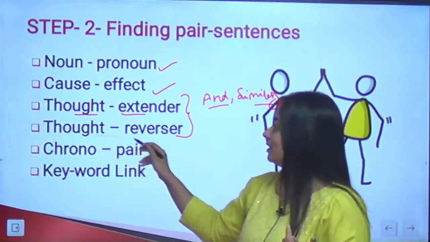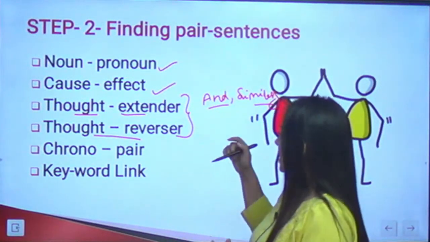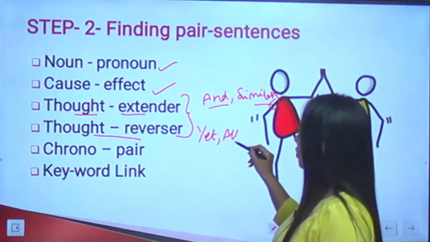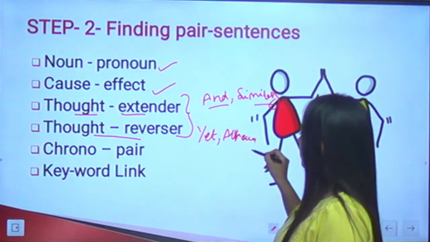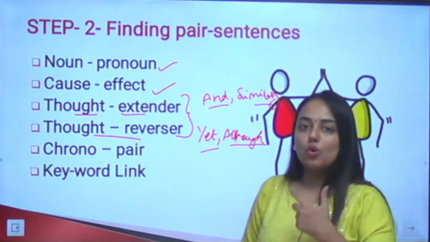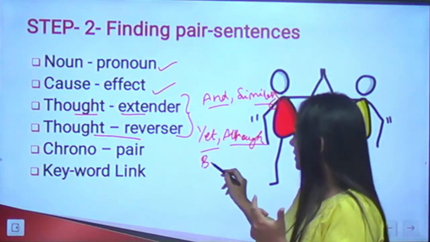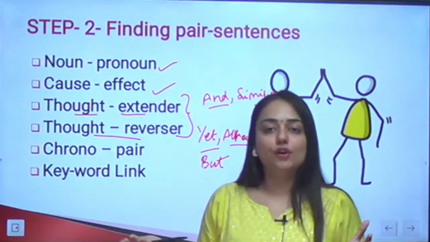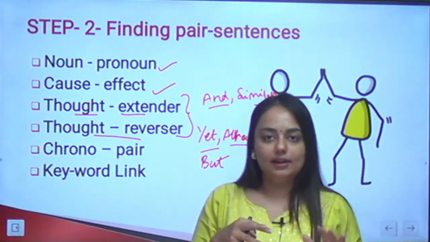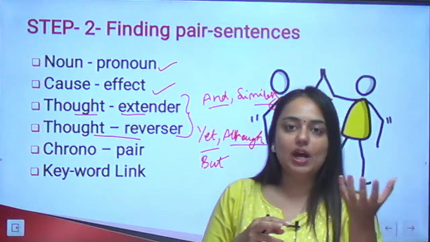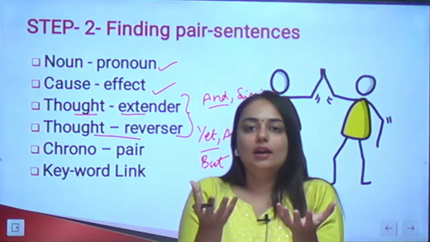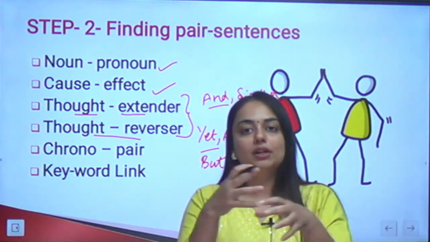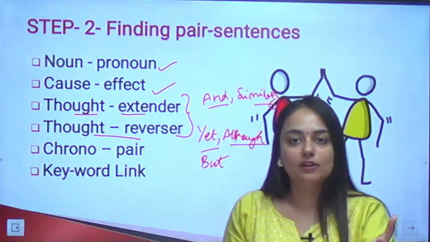The other kind of pair is the thought reverser kind of pair. So what if a sentence starts with yet, although, and yet shows a contrast? What if you get a sentence starting with but? It clearly says that it is a reverser of something. It is contradicting some other idea. Try to identify the sentence which carries the same idea. It's just that both the sentences of this pair will talk about the same subject but in a contradictory way. And what gives you a hint for that?